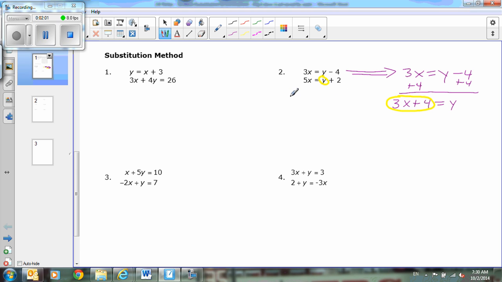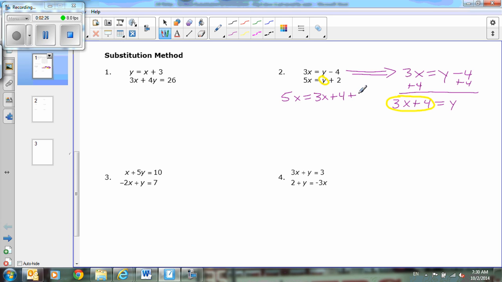So let's rewrite this second equation from left to right. We would have 5x is equal to, now instead of y, I'm going to write what it's equal to. I'm going to write 3x plus 4. And then don't stop there. I'm rewriting this entire equation. So I've written the 5x, the equals. I've replaced y with 3x plus 4, but I still have to rewrite plus 2.